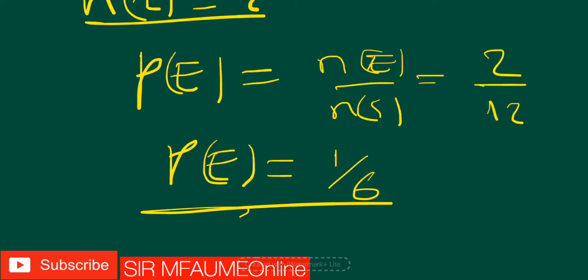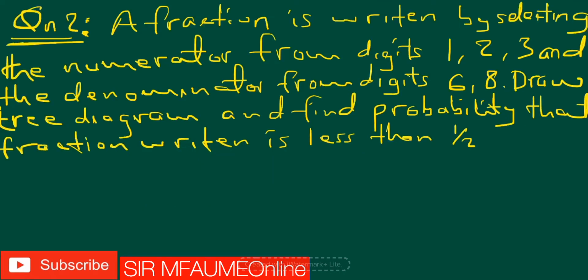Let us check the second question here. From this question, it says that a fraction is written by selecting the numerator from the digits 1, 2, 3, and the denominator from the digits shown here. Draw the tree diagram and find the probability that a fraction written is less than a half.